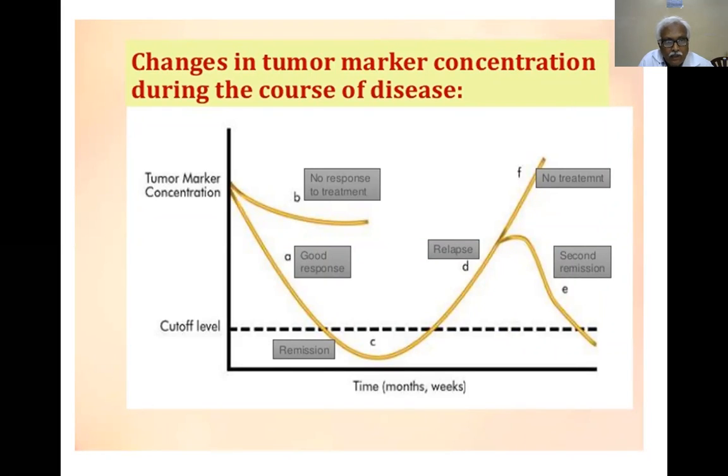So, tumor marker concentrations will quickly come down to baseline, the cutoff level, when the response is very good. When there is no response, it will go into a plateau. Then slowly after some time, after months or weeks, if it comes back to high levels, we can say that it is in a relapse stage.